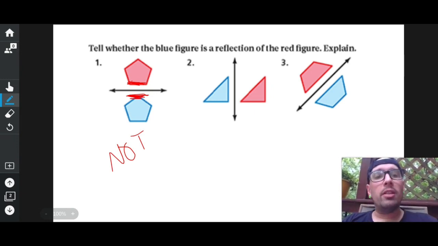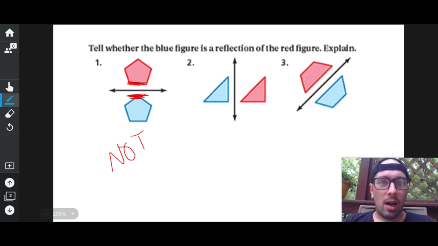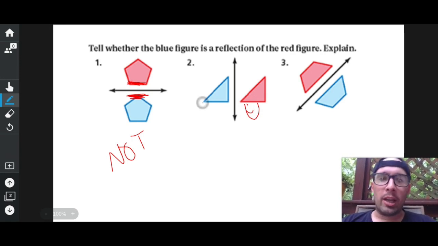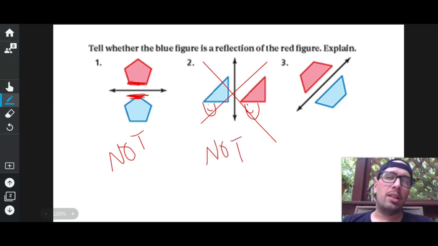Similarly, if this is what I'm looking at, and I'm wearing a nice paper hat, and this is my face, so let me draw a head. Those are my eyes, and that's me smiling. If I'm looking at the mirror, I'm not going to be looking at the back of my head. That's wacky. So this is a no, or a not.